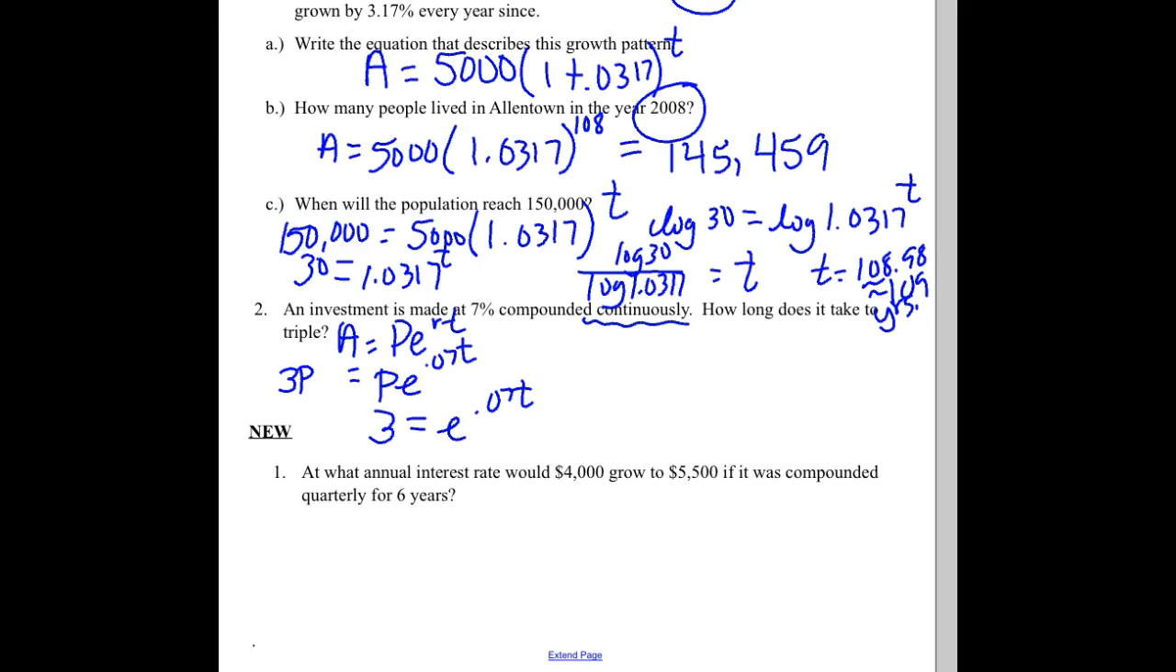We need logs again, but what kind of log should we use? Why? Because there's an e in it. If I take the natural log of both sides, what happens on the right-hand side? The natural log of e to a power. Yep, we just get the power. So with your calculators, natural log of 3, we need to divide that answer by 0.07. What do we get? How many years is it going to take?